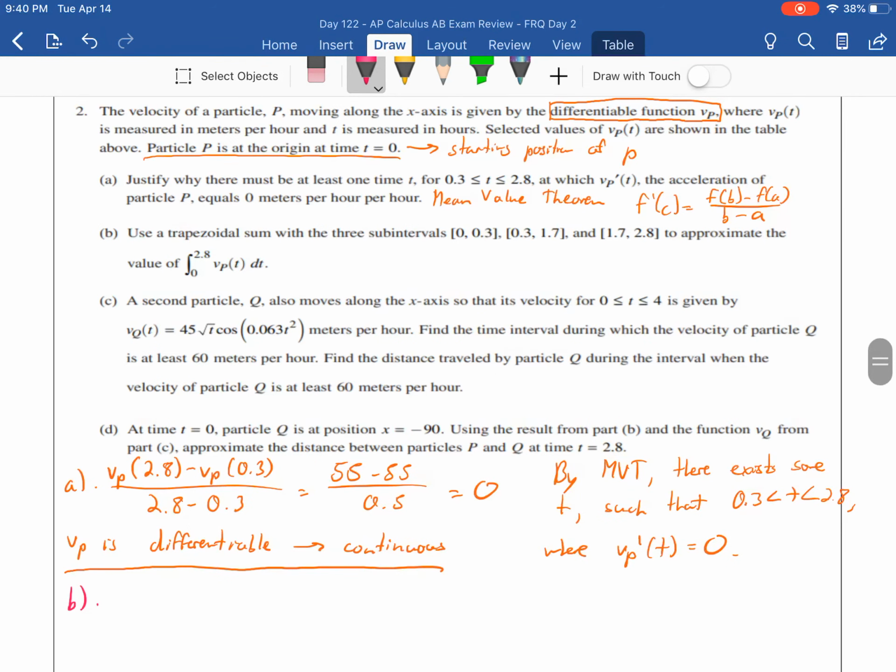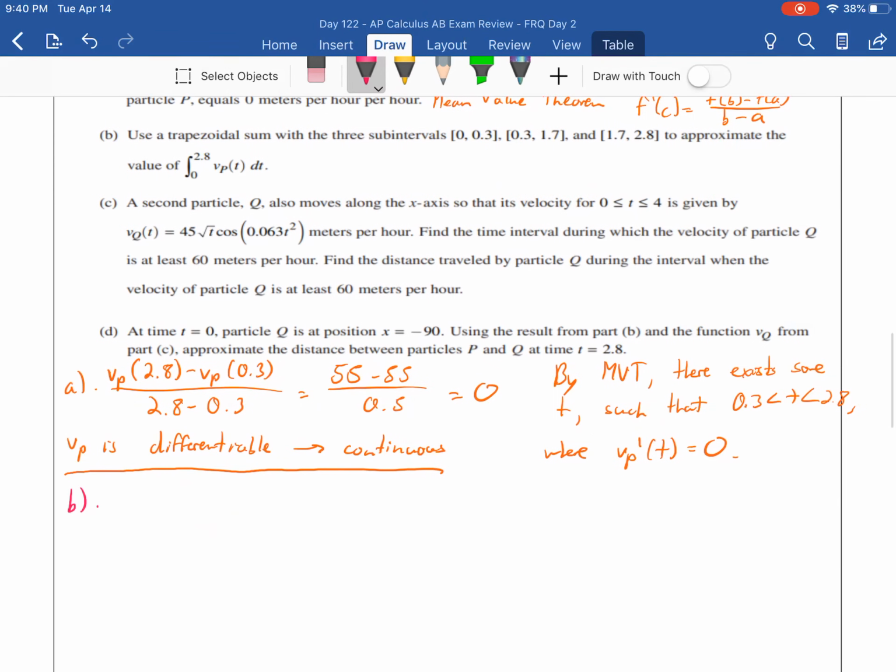Part B: use a trapezoidal sum with 3 subintervals to approximate the value of that integral. So we're going to use trapezoids to approximate an area, in this case an integral. So we're given the subintervals. So first recall that the area of a trapezoid is equal to base 1 plus base 2 divided by 2 times the height. So that's the formula we're going to be using for our 3 trapezoids.